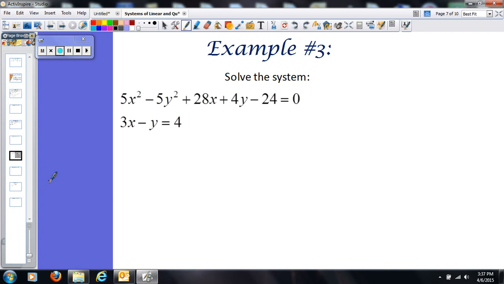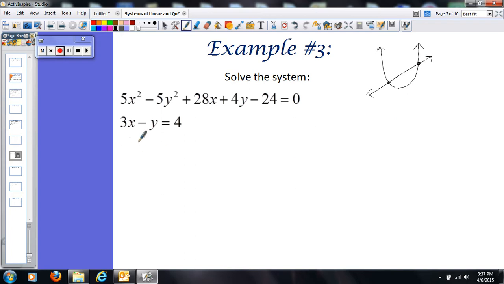Okay, so now you're actually given a system and you're going to be asked to solve this. So you have 5x squared minus 5y squared plus 28x plus 4y minus 24 equals 0, and you have 3x minus y equals 4. What this would look like if we graphed it is a line and then a parabola. And we want to know on the system, what are my values where they're equal, which is going to be at these points right here.